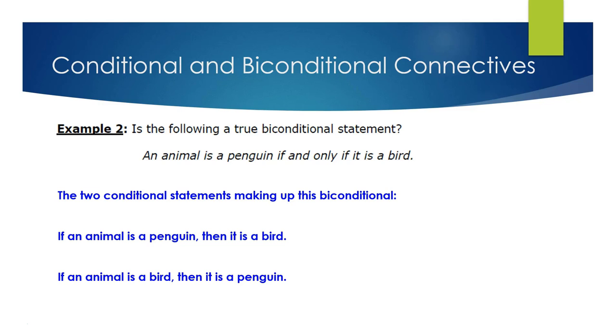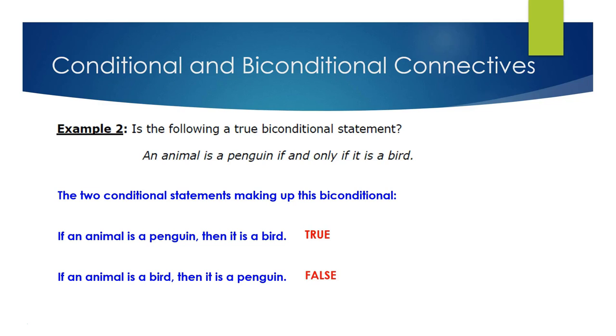So, as we look at these two conditional statements that actually are combined together in that biconditional, the first one is a true statement. If an animal was a penguin, then it is a bird. We're talking about non-hockey teams basically here. But on the other hand, if an animal's a bird, then it's not a penguin.